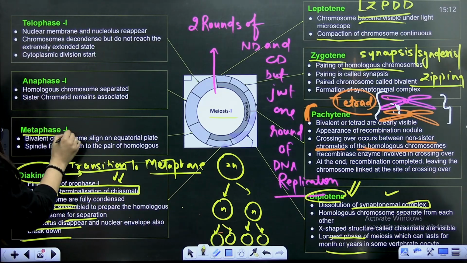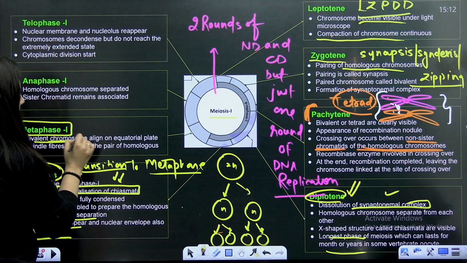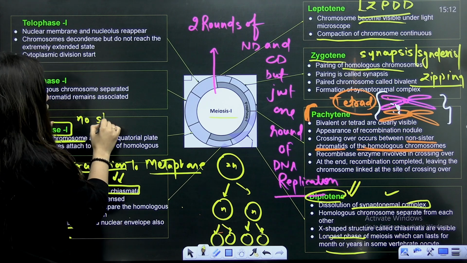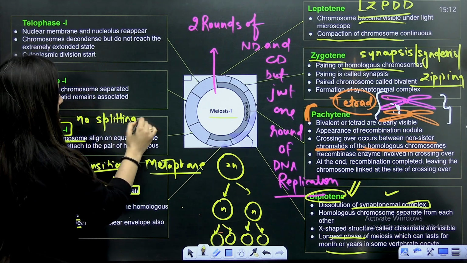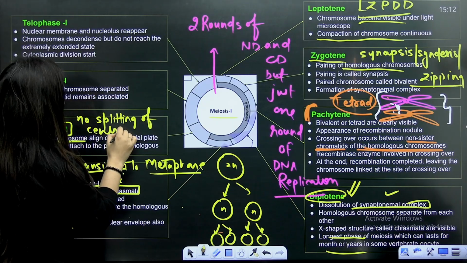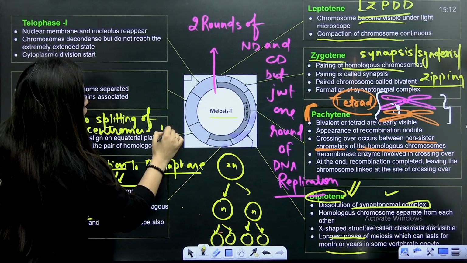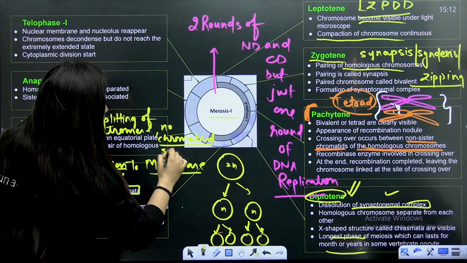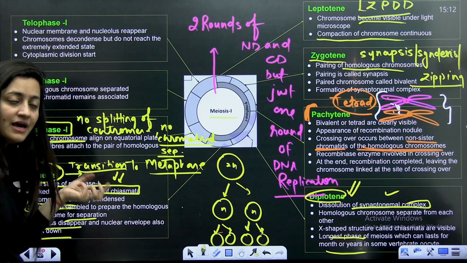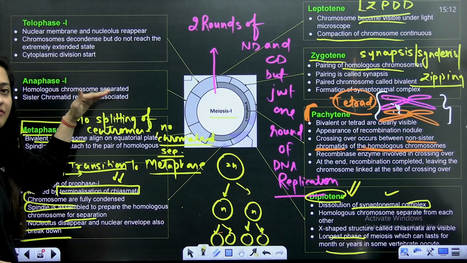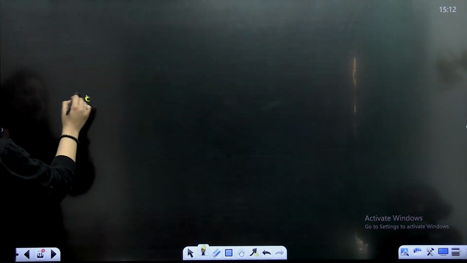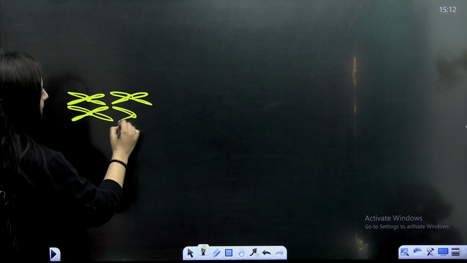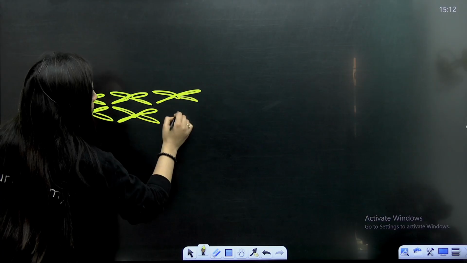Now let's move to metaphase 1. Remember, the bivalent will separate. So here in metaphase 1 of meiosis 1, there is no splitting of the centromere and no chromatid separation. Are you getting my point? It is just the bivalent that will get separated. In metaphase 1, whenever you see the homologous chromosomes attached here, it is because of terminalization of chiasmata, so still they will not get separated.